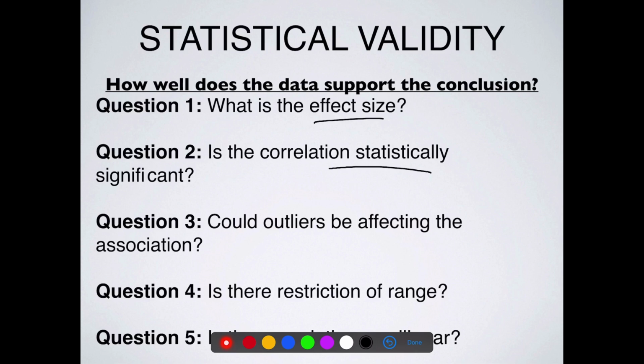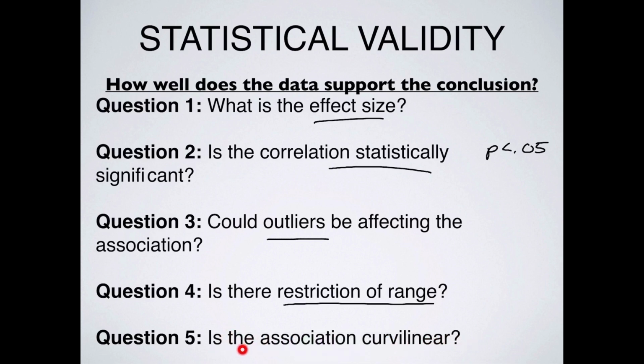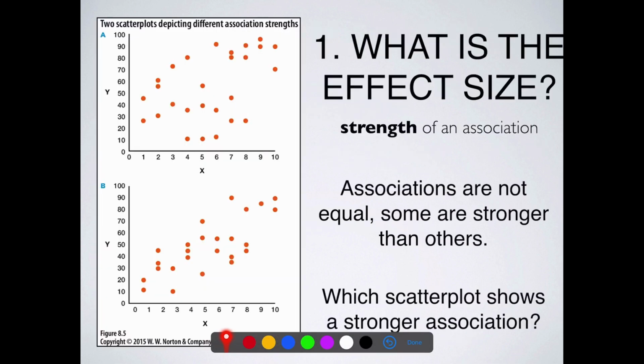And then here, statistically speaking, is it significant? Is it less than 0.05? Could there be any outliers that are impacting the strength of the correlation? Is there restriction of range? We'll go over that in the next few slides. And is the association actually curvilinear, right? So let's go ahead and review what these are.